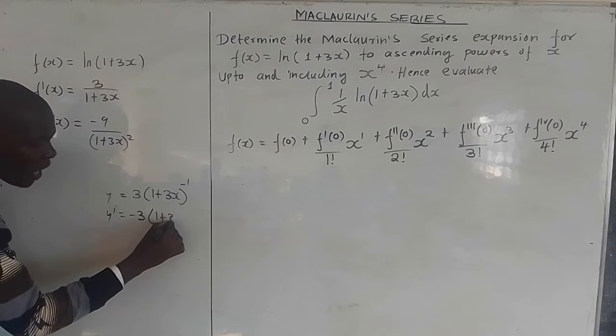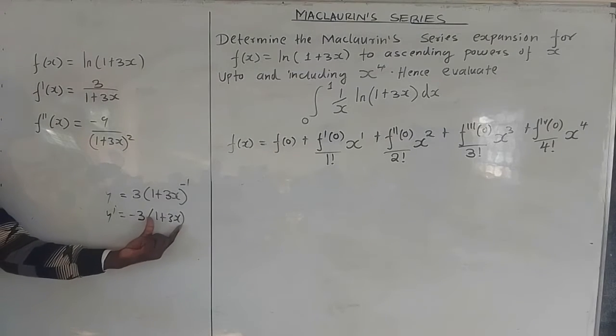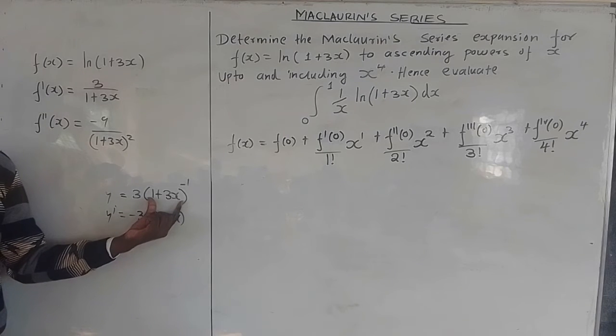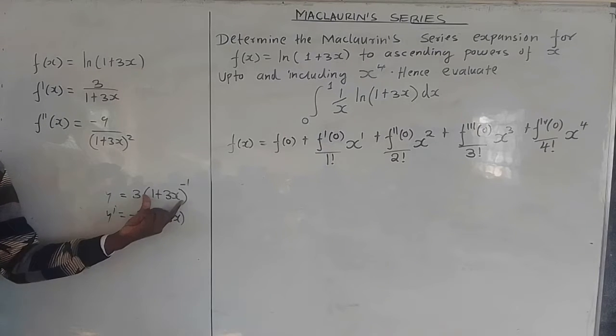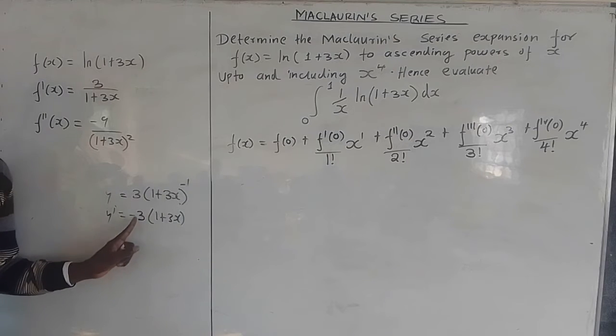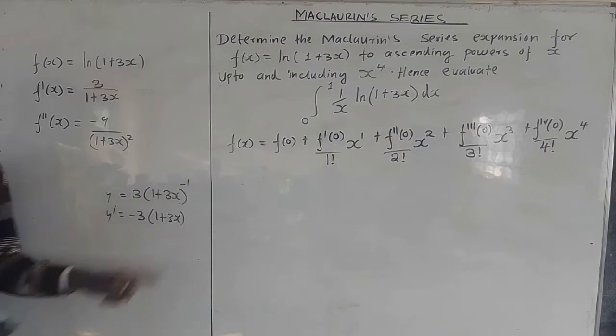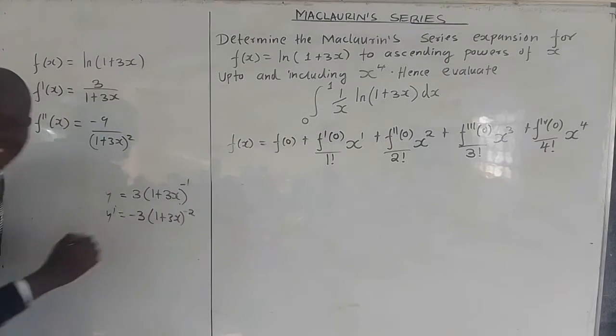Then into 1 plus 3x. That is an inner function. This 1 plus 3x can even be t. Chain rule, isn't it? So t raised to negative 1. So it is negative 1 times 3, you get negative 3, then you reduce the power by 1. Negative 1 minus 1, so you now get negative 2.